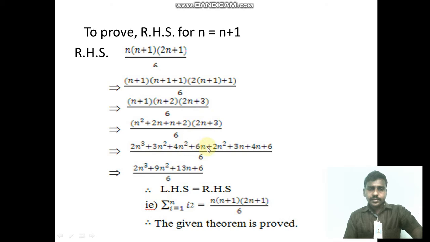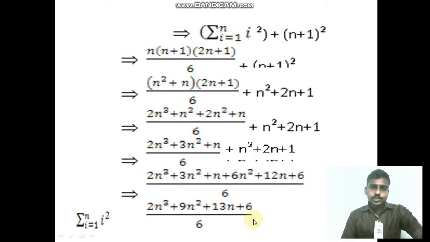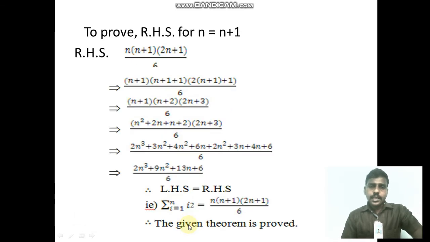Then similarly I will add the like terms. I will get 2n cube plus 9n square plus 13n plus 6, divided by 6. So see, the LHS is 2n cube plus 9n square plus 13n plus 6 divided by 6. The RHS is also 2n cube plus 9n square plus 13n plus 6 divided by 6. So I proved LHS equal to RHS.